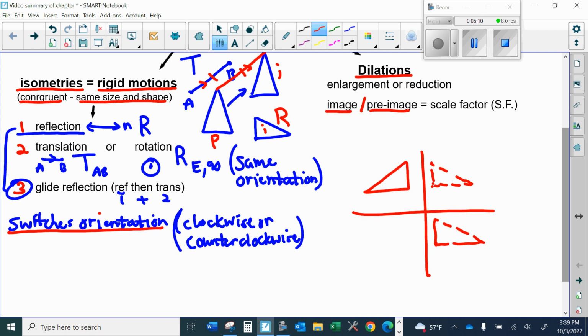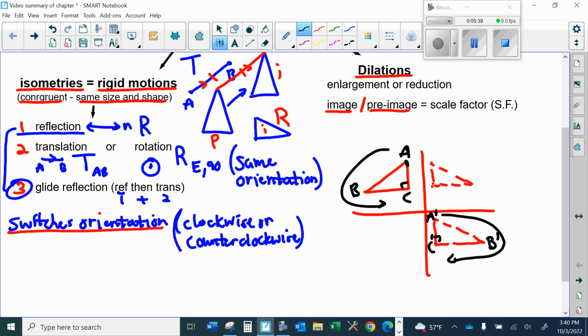Okay, so to know if it was a single reflection, remember I said to go ahead and take two corresponding points. Let's first name them A, B, C. There's my right angle, there's my right angle, so that's C prime, B prime, A prime. So I can check my orientation. ABC is counterclockwise versus A prime, B prime, C prime is clockwise. So it switches orientation. Therefore it has to be either a glide reflection or a single reflection.